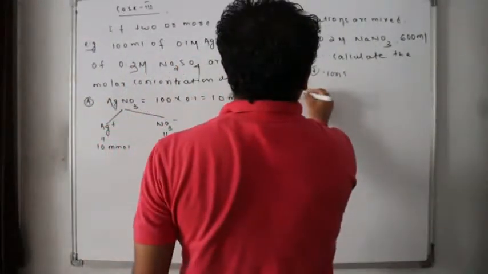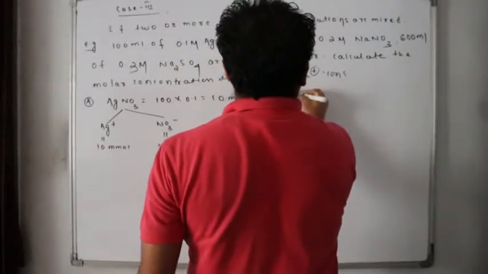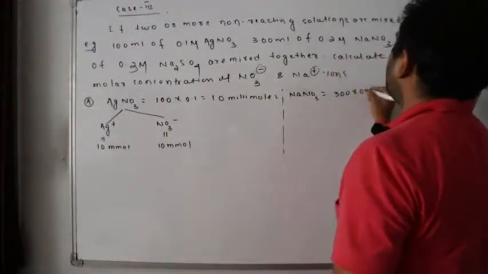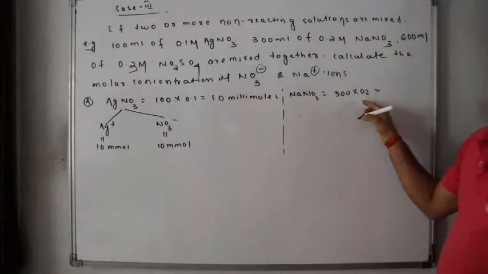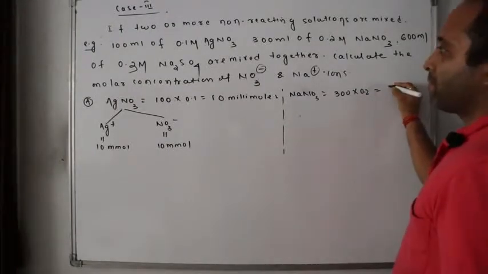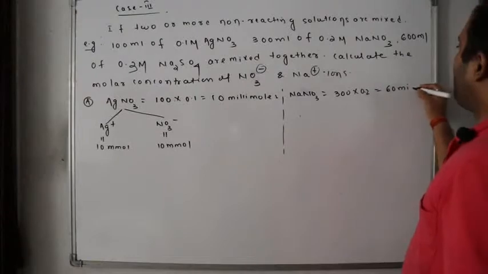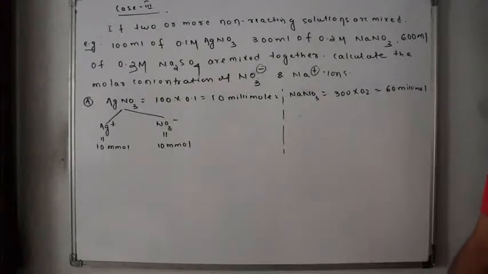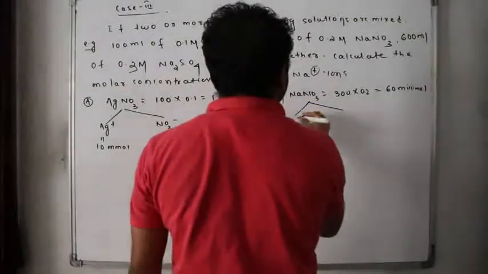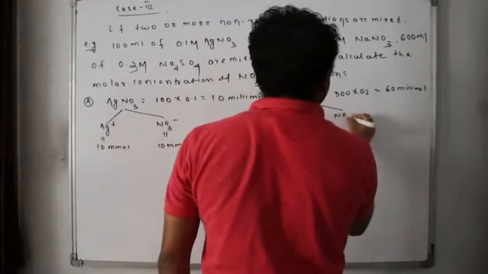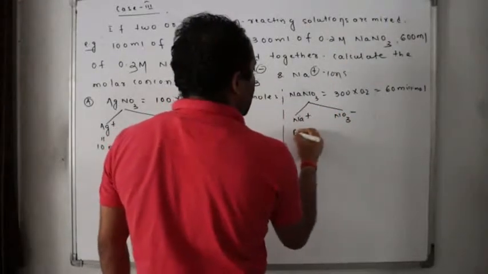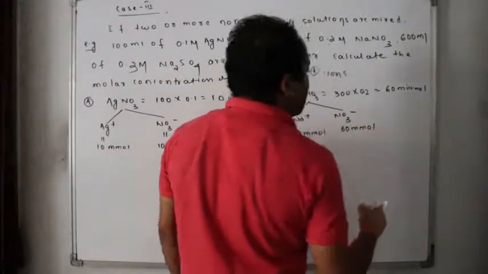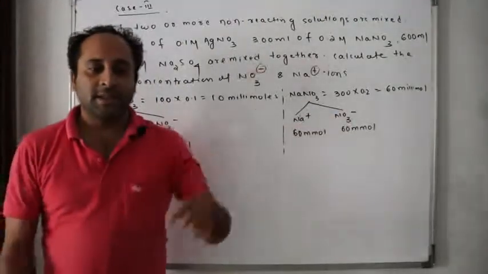Now, next, what is there? NaNO3. How much NaNO3 do I have? 300 ml of 0.2. So 3 2 is 6, so 60 millimoles. Now here NaNO3 will give Na plus and NO3 minus. This is also 60 millimole. This is 60 millimole and this is 60 millimole.